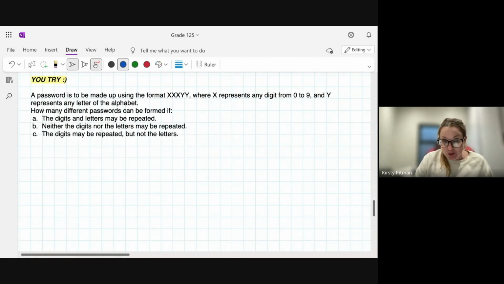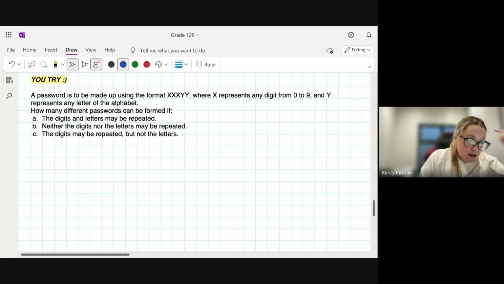So now you're going to try all by yourself. A password is to be made up using the format XXXYY, where X represents any digit from 0 to 9 and Y represents any letter of the alphabet. How many different passwords can be formed if A, the digits and letters may be repeated, B, neither the digits nor the letters may be repeated, and C, the digits may be repeated but not the letters?